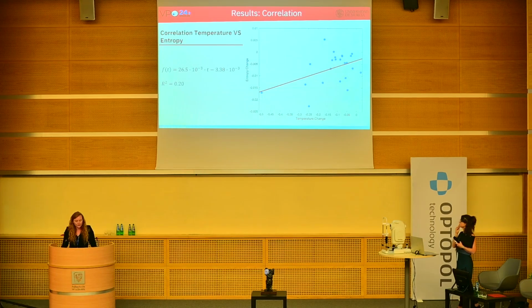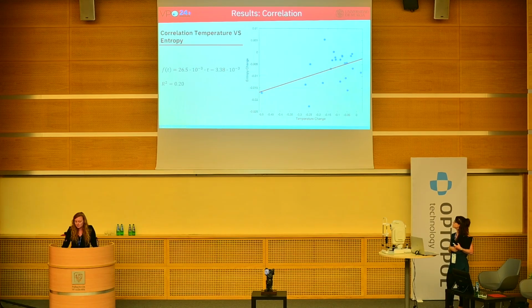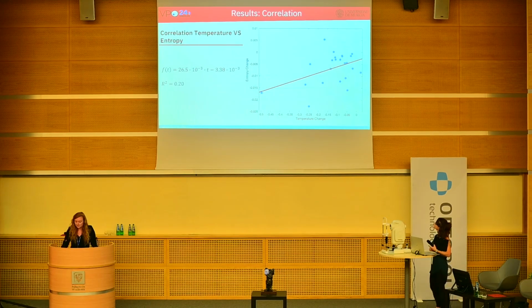So, in the animation examples, we have seen that there is a local correlation between the two channels. But the question now is, is there also a global correlation? The answer is yes, although it's a weak correlation. We fitted a linear regression through these findings to determine this correlation. Here you can see the correlation between the entropy change, so the slope of the linear regression, and the temperature change.